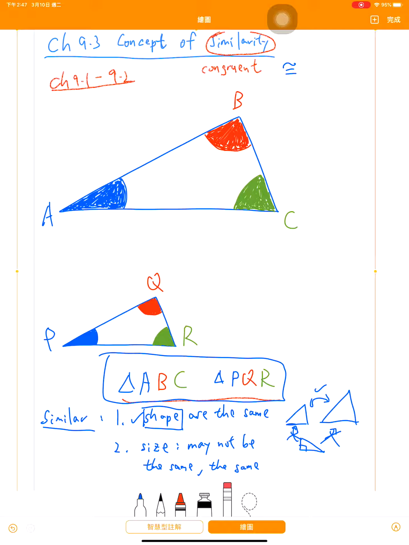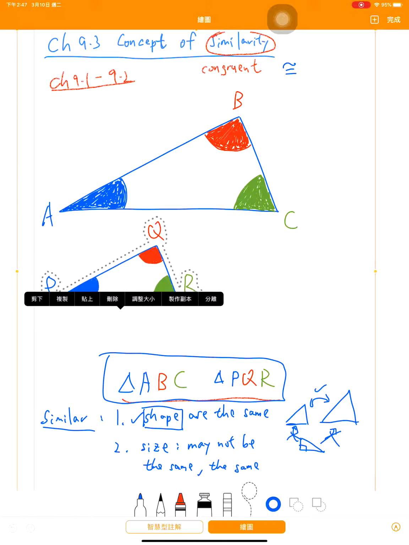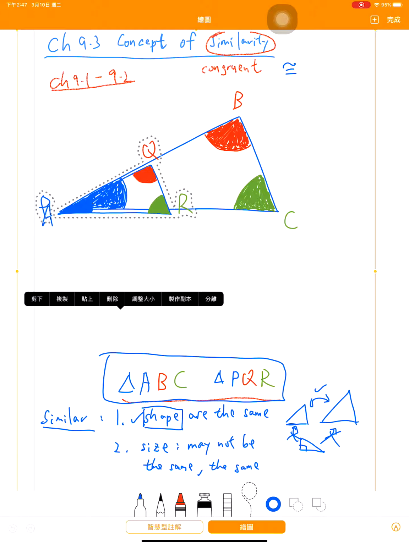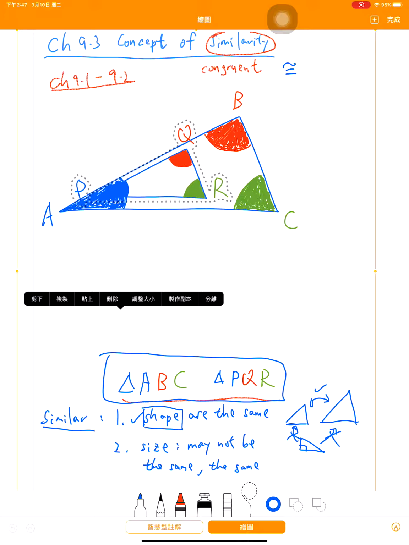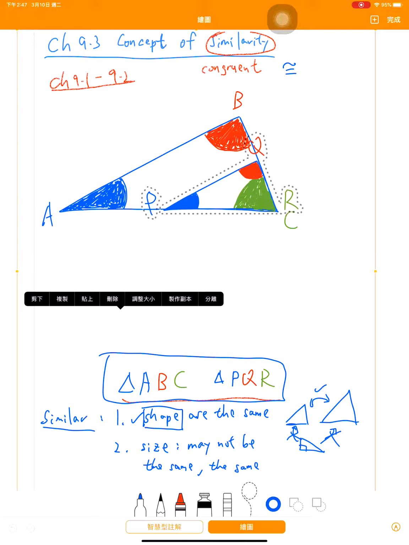So they are not congruent, right? Because the sides are not equal. So we want to do some comparisons. For example, I put the triangle onto ABC. Let's see what we can see. For the angles, you can see the blue angles are the same. The red angles are also the same. The green angles are also the same, right?